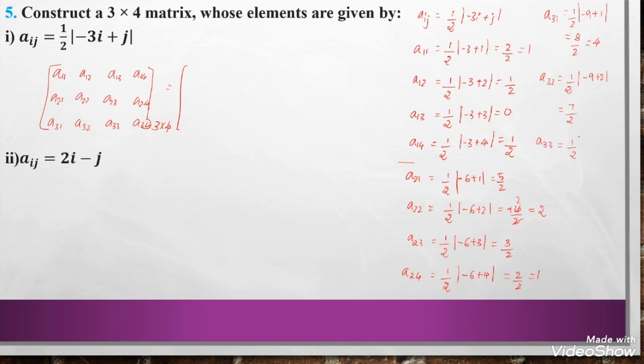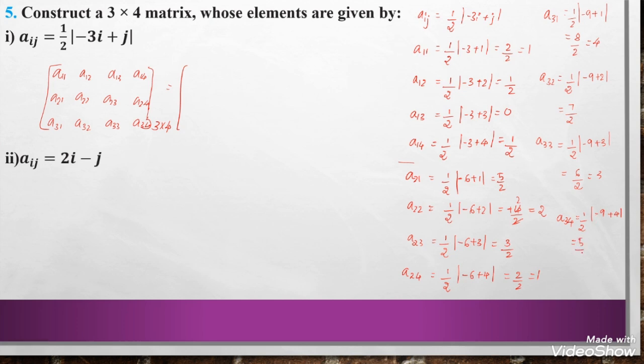A33: 1 by 2 into minus 9 plus 3, it becomes 6. 6 divided by 2, that is 3. And the last element, A34, will be 1 by 2 times minus 9 plus 3 plus 4. That is 9 minus 4, that is 5.